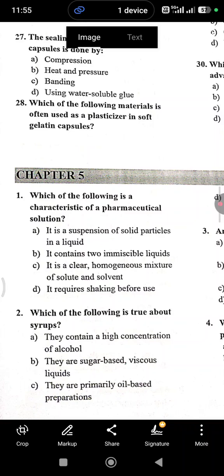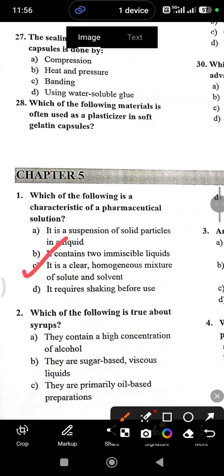So let's get started. Question number 1: Which of the following is a characteristic of a pharmaceutical solution? Option A: it is a suspension of solid particles in a liquid. Option B: it contains two immiscible liquids. Option C: it is a clear homogeneous mixture of solute and solvent. Option D: it requires shaking before use. The answer is option C, it is a clear homogeneous mixture of solute and solvent.